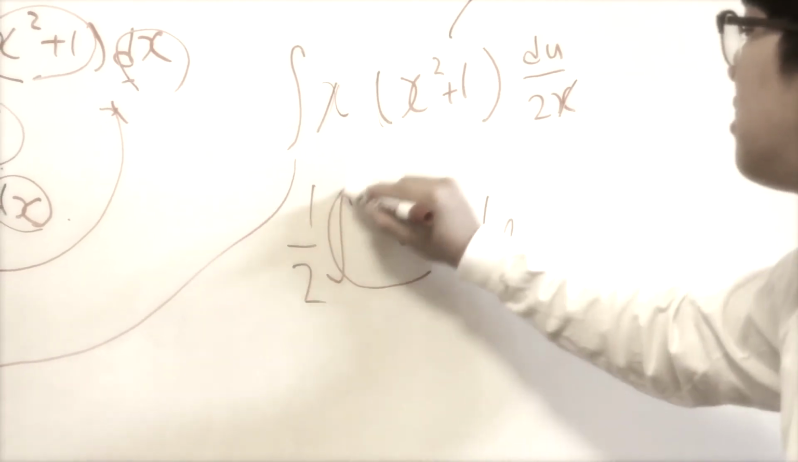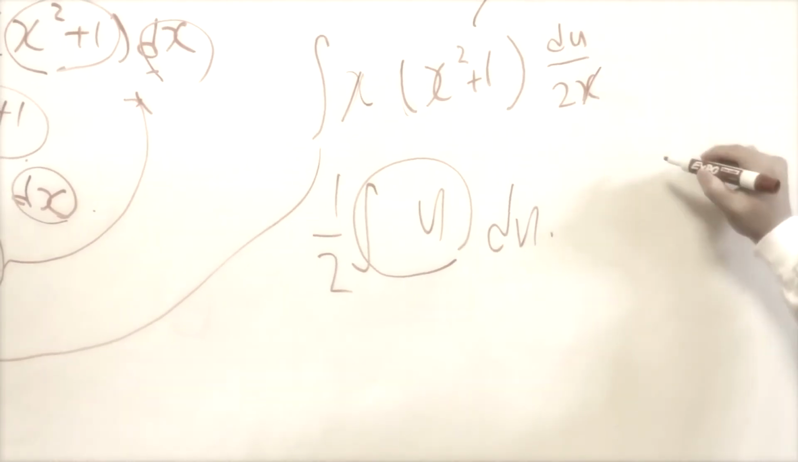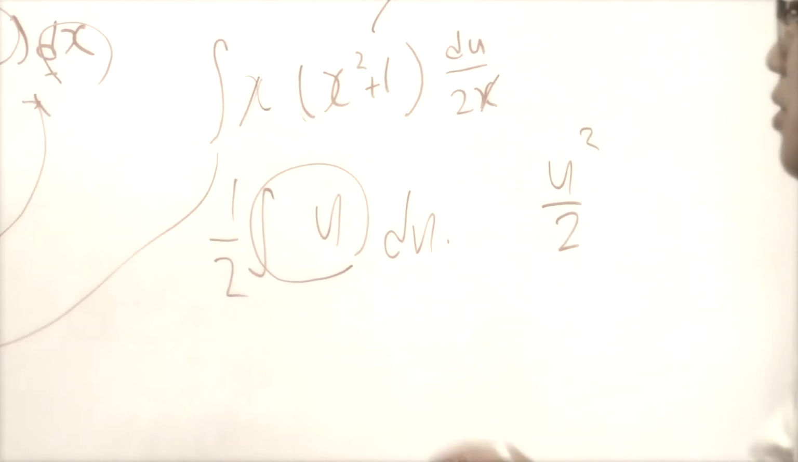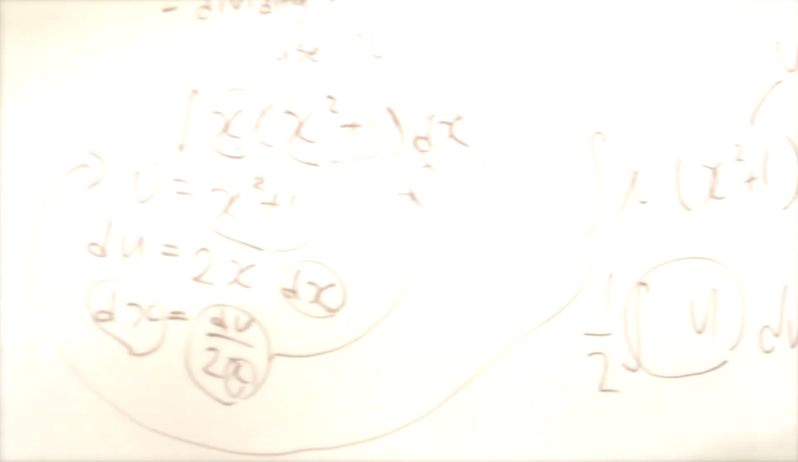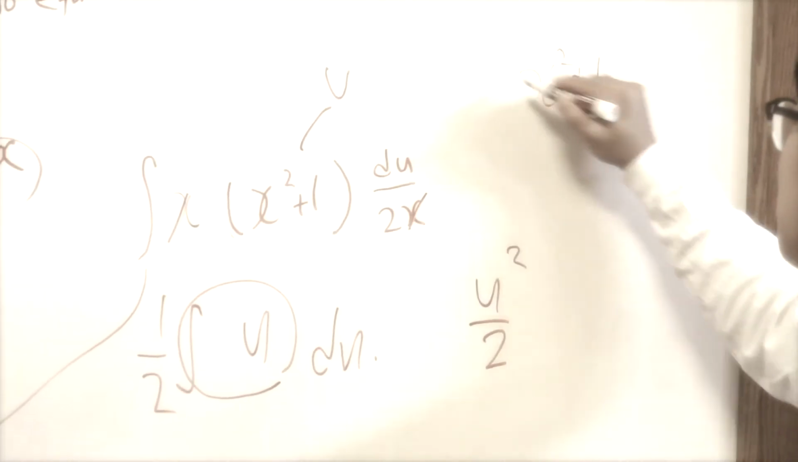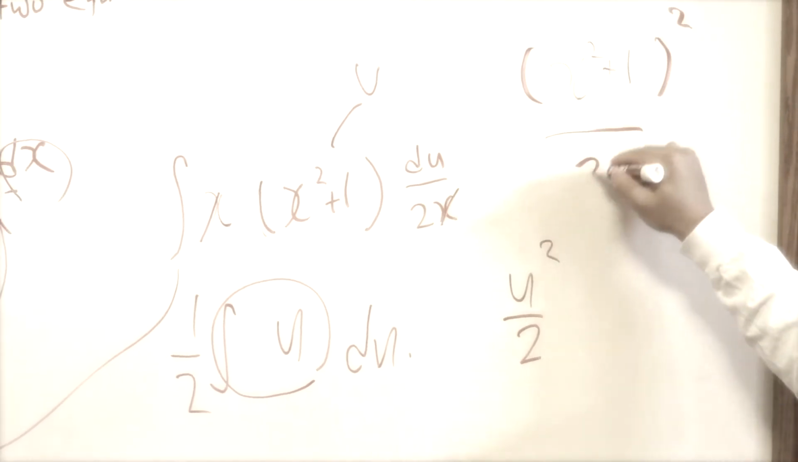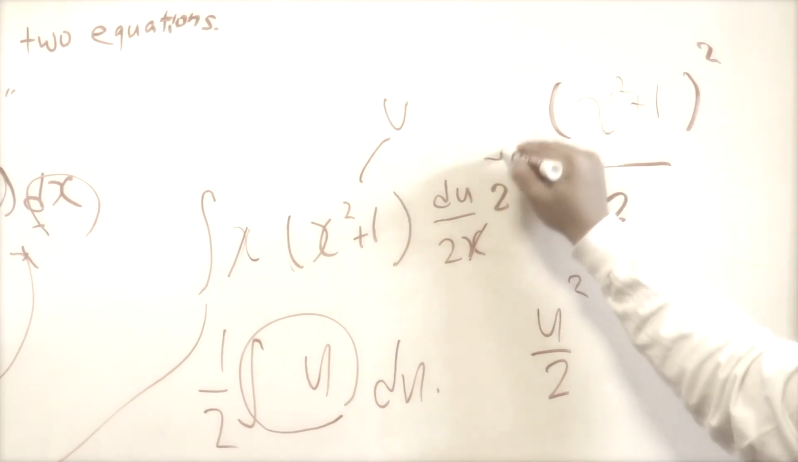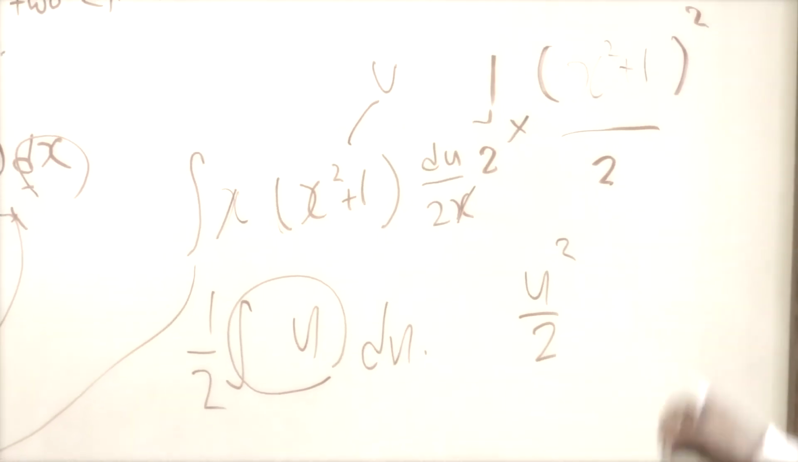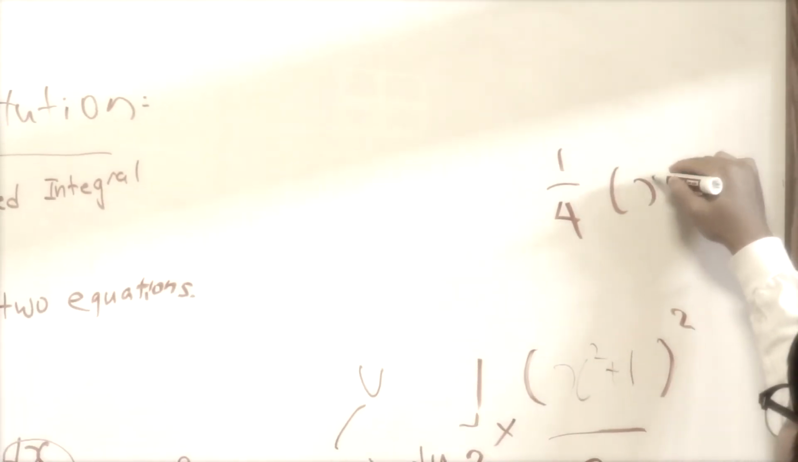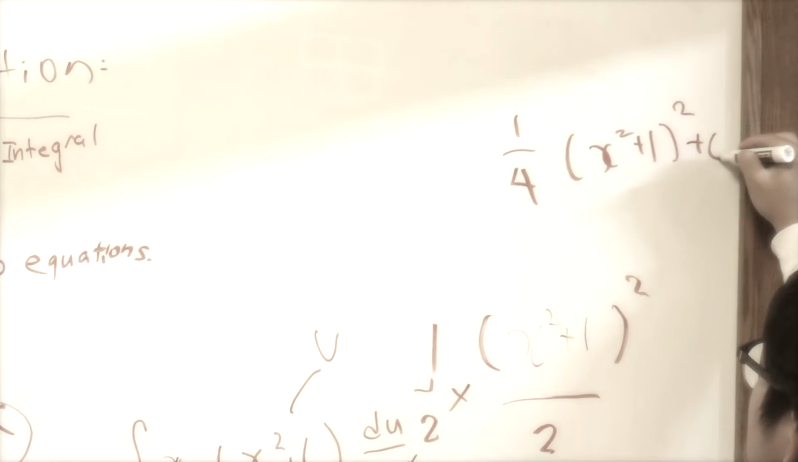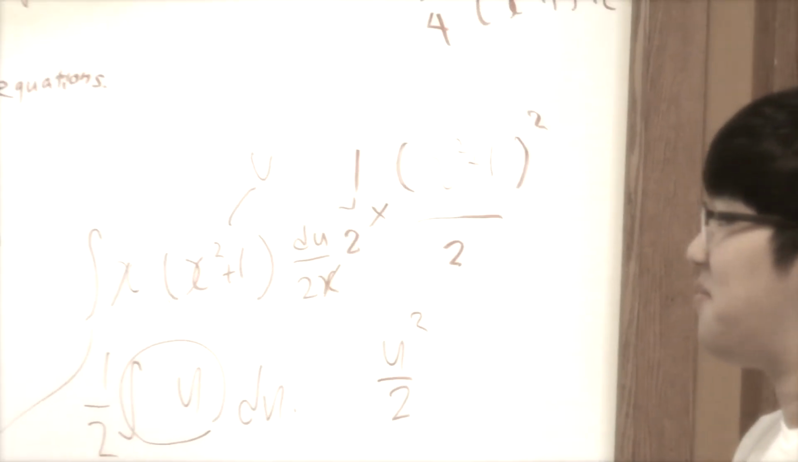So I'm going to integrate u here, which becomes u squared over 2, and where I said u is x squared plus 1, so (x squared plus 1) squared over 2 times 1/2. So the answer of this problem becomes 1/4 (x squared plus 1) squared plus c. Yep. There.